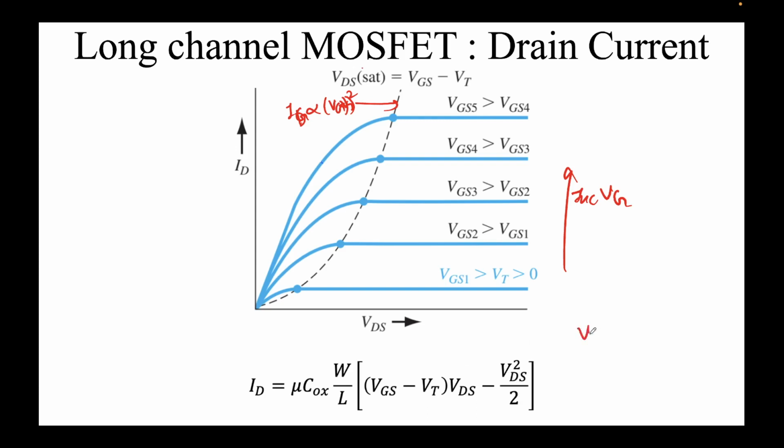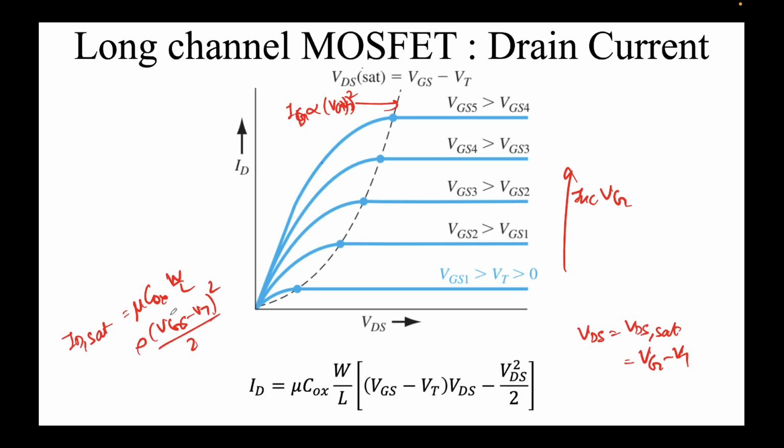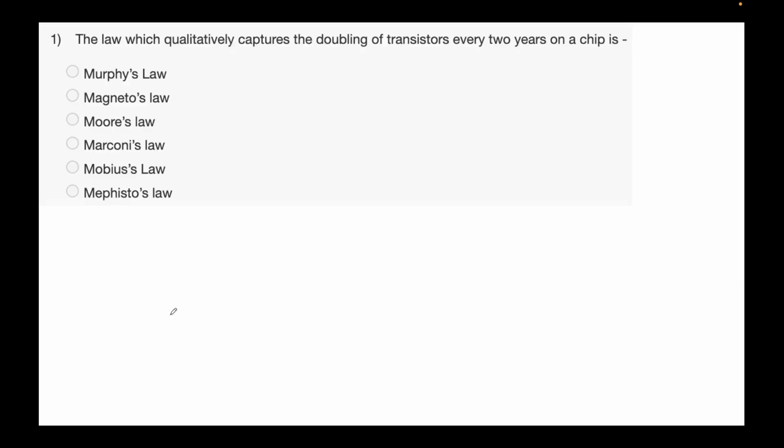For saturation, I simply put VDS equal to VDS sat, which is nothing but VG minus VT. So if you replace it there, then you can get ID sat equal to mu Cox W by L, VG minus VT whole squared, by 2. This is the expression for ID sat, right?